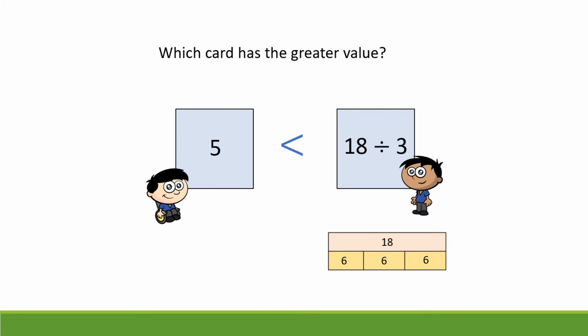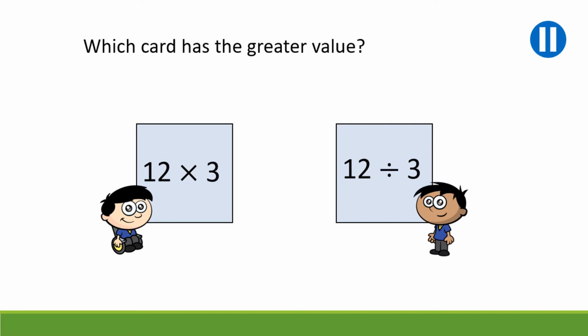Here you can see that Jack had the greatest value because 18 divided by 3 equals 6. And the related multiplication, 6 times 3 equals 18, or 3 times 6 also equals 18. Whereas Teddy had 5. So well done if you were able to work out that question.